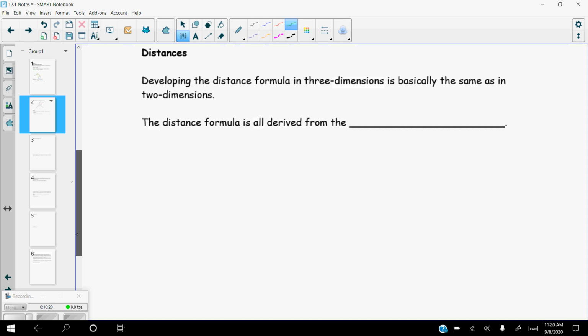To do this, the distance formula is all derived from the Pythagorean theorem. I hope I spelled that right. Okay. So here's the idea, 2 dimensions first of all. If I wanted to find the distance between 2 points, we're just going to put any 2 points in space. Obviously the distance between 2 points is a straight line, or as straight as I can draw it.